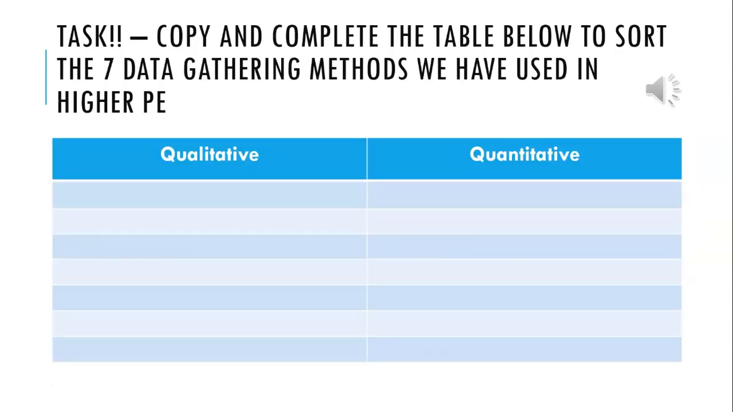So here's your first task. I want you to copy and complete the table below to sort the 7 data gathering methods we have used in higher PE. So do that just now. So copy down the table in your jotter on a piece of paper and fill in which tests are qualitative and which tests are quantitative. Pause the video here and don't move on to the next slide until you've done all that. Changing to the next slide in 3, 2, 1.